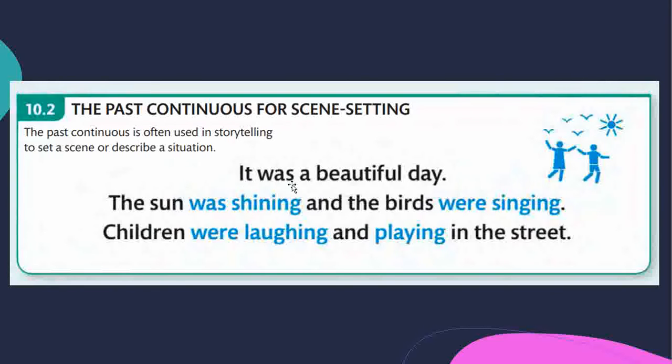Was a beautiful day. The sun was shining and the birds were singing or chirping. Children were laughing and playing in the street. You can see that past continuous tense is used right through the construction or the beginning of the story to set the scene of the story. So, whenever you write a story, always use past continuous tense for scene setting. Let us proceed.